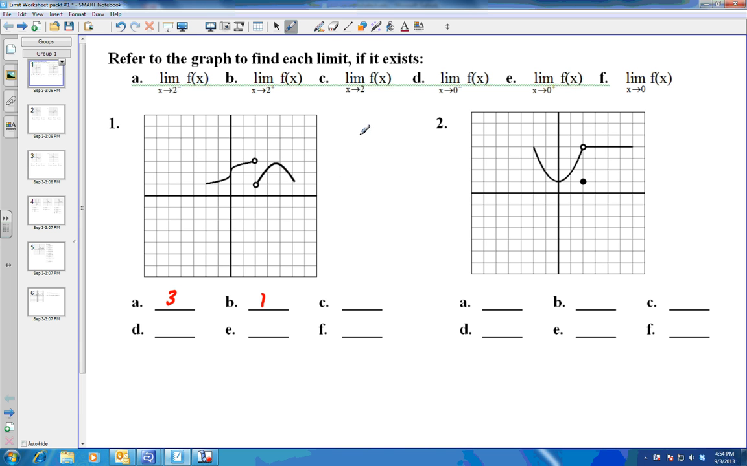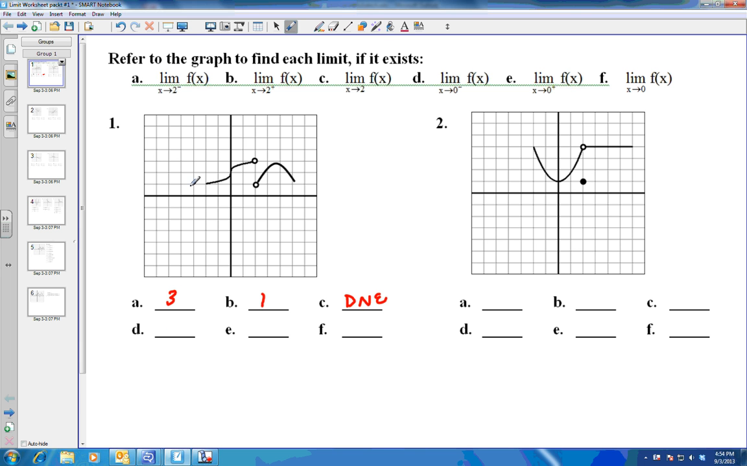And now they're asking for the total limit, so remember the total limit, if I had my fingers up there, my 2 fingers would have to meet. They don't meet, so it does not exist. So basically, if these two numbers are not the same, then the total limit is not going to exist.